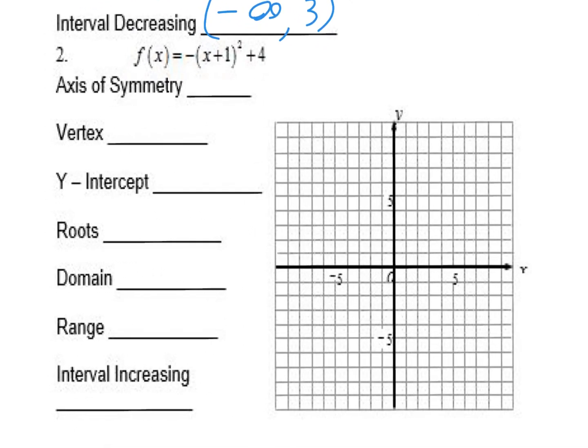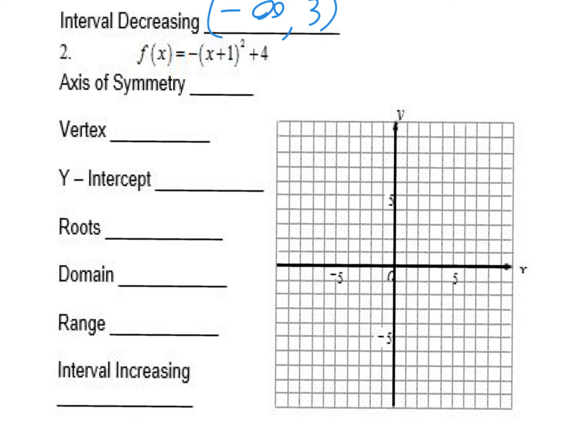Second problem, we want to do f of x is equal to negative (x plus 1) squared plus 4. Our axis of symmetry is going to be x equals negative 1, because it's going to be the h value. In this case, the h value is negative 1. Our vertex is negative 1, comma 4.